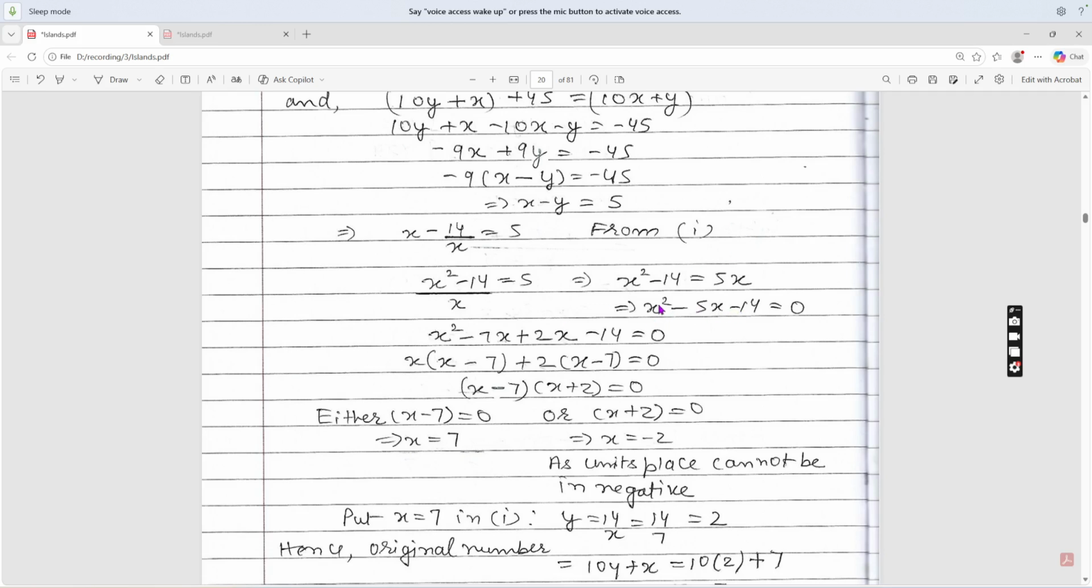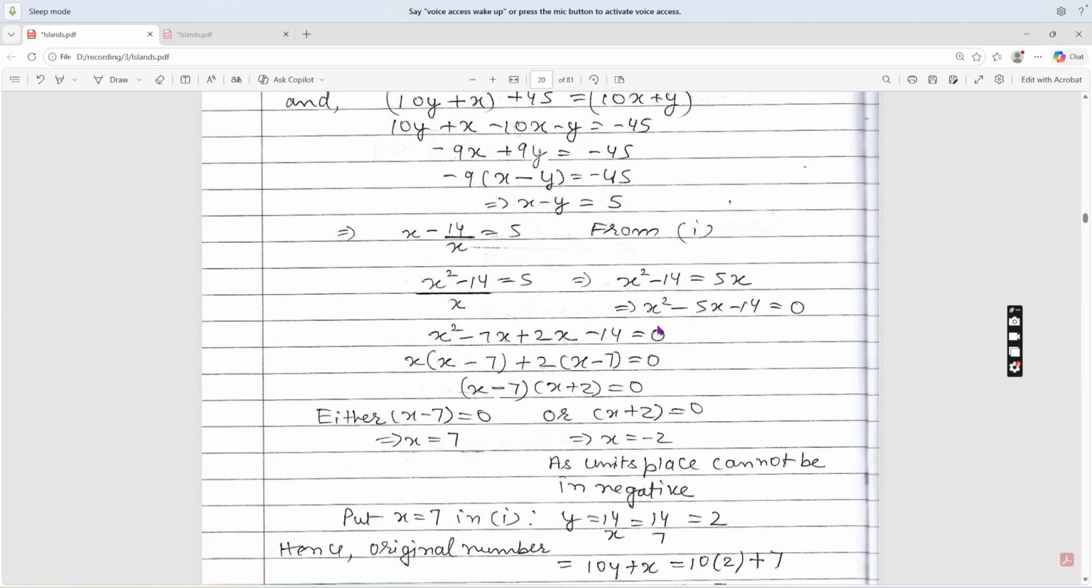Now we are going to do middle term splitting. Coefficient of x square is 1, constant is minus 14. So as per our standard procedure, we are going to multiply coefficient of x square with constant term, that is 1 into minus 14, that is minus 14. Now we are going to find the factors of minus 14 in such a way so that when we add those factors, we will get minus 5.